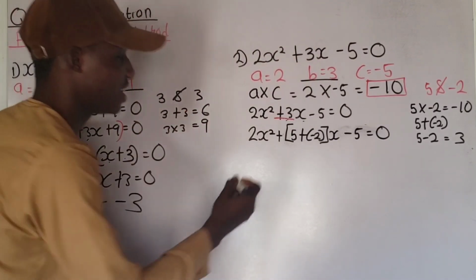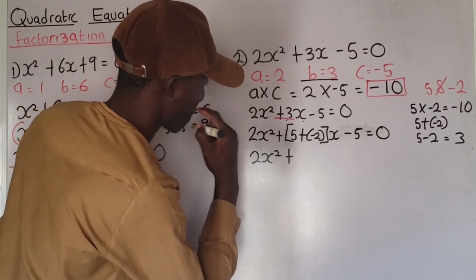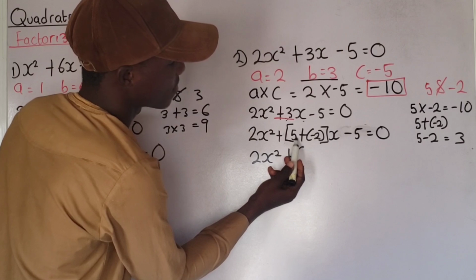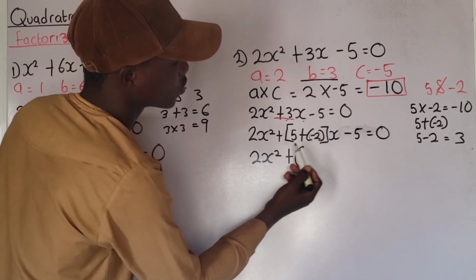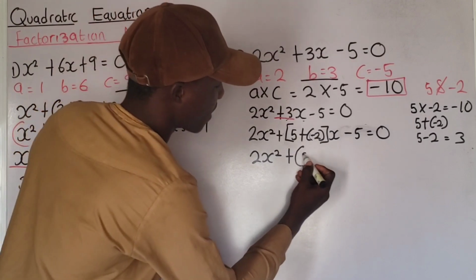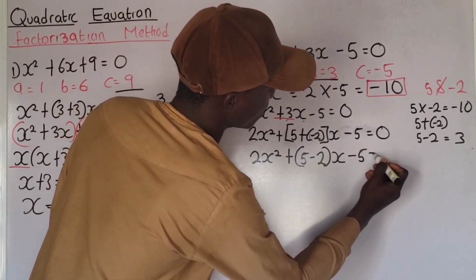You're going to understand. Here, I'm going to have 2x squared plus into bracket. Now, I'm going to have 5 plus into bracket minus 2. Negative times positive will give us what? Negative. So I'm going to have 5 minus 2 into bracket x minus 5 equals to 0.